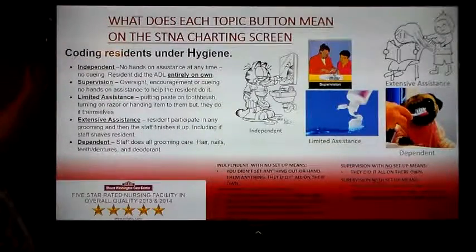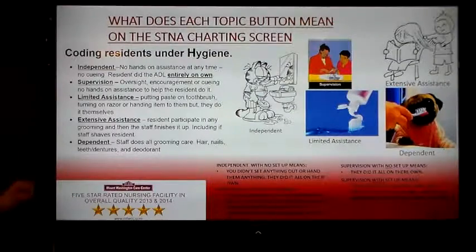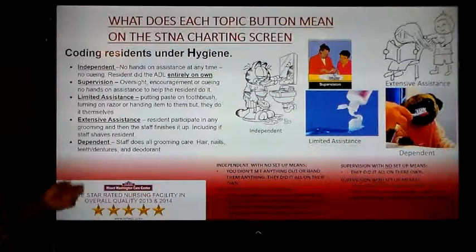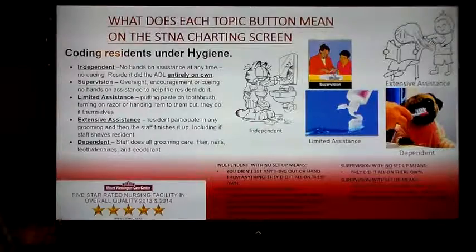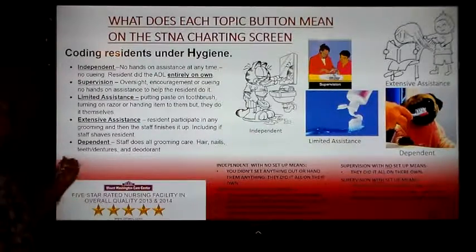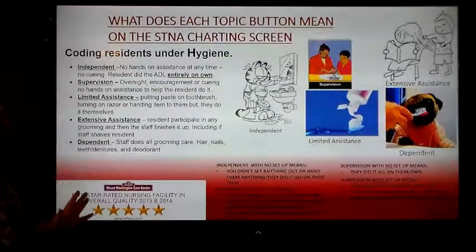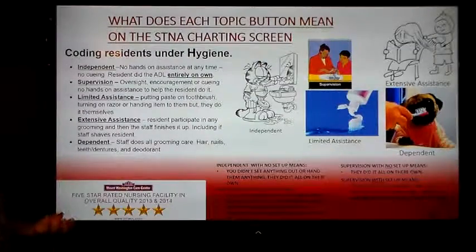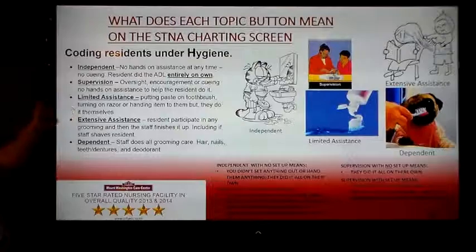Coding a resident under hygiene. Independent is no hands-on assistance at any time, no cueing. The resident does it entirely on their own. Supervision. Oversight, encouragement, or cueing, but no hands-on assistance to help the resident do it. Limited assist. Putting paste on the toothbrush, turning on the razor, and handing them the device for them to do it, but they do it themselves.